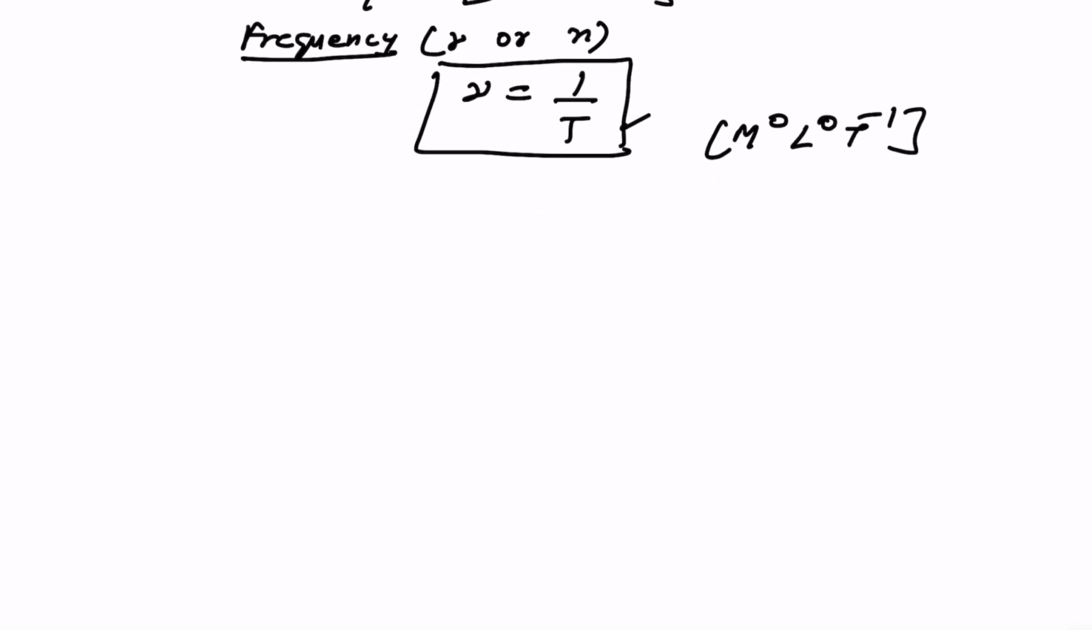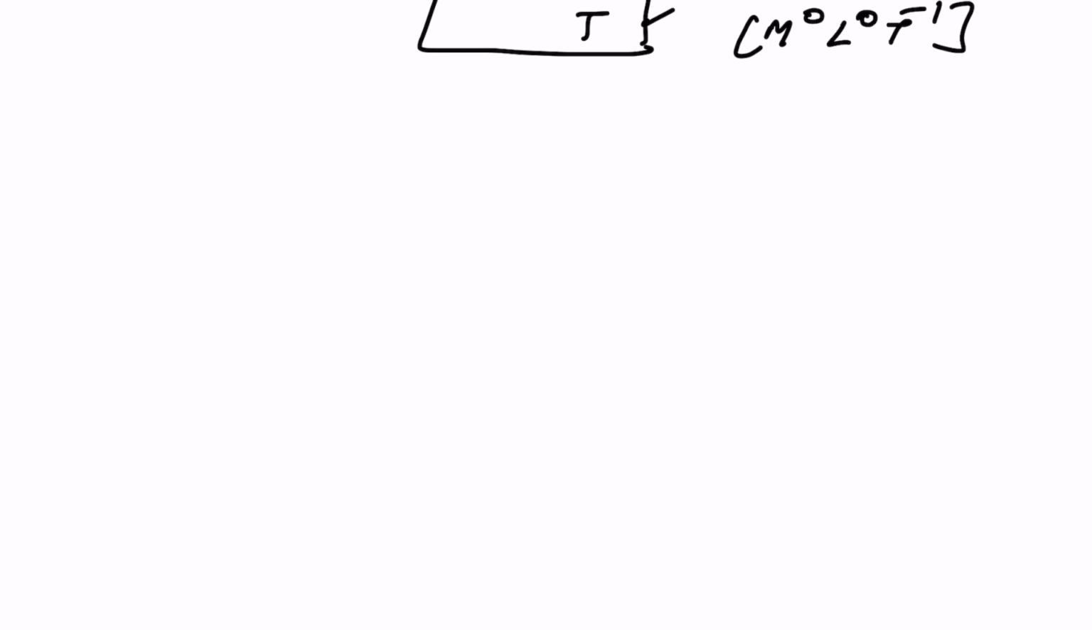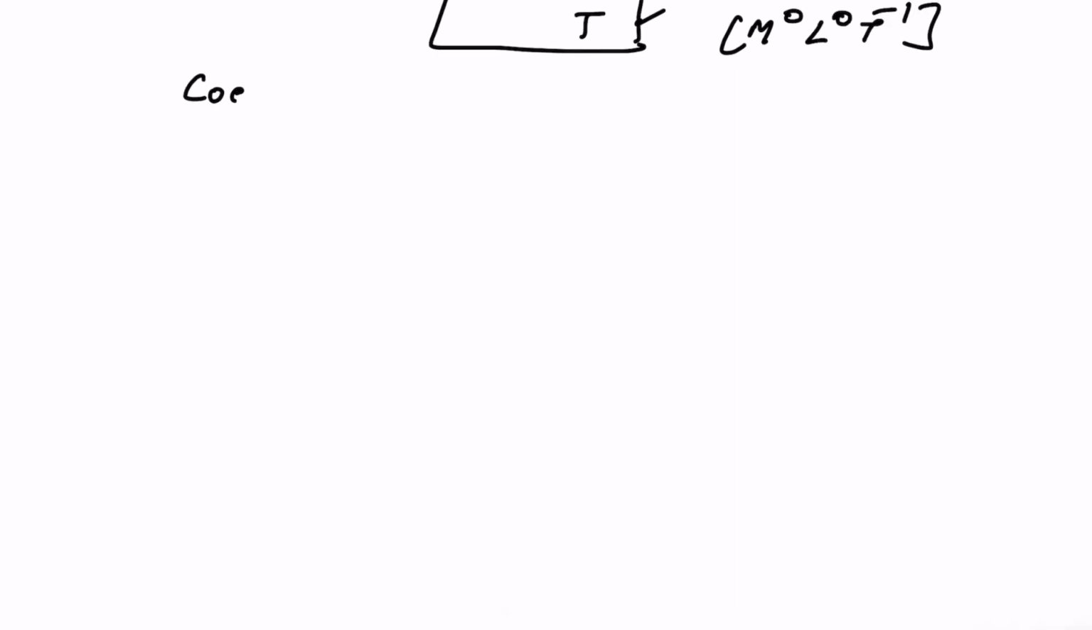So these are some of the quantities whose dimension we should know. There is one more quantity that is known as K. K is known as the coefficient of thermal conductivity.